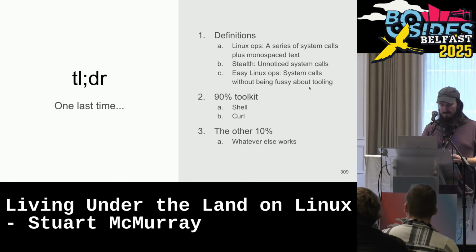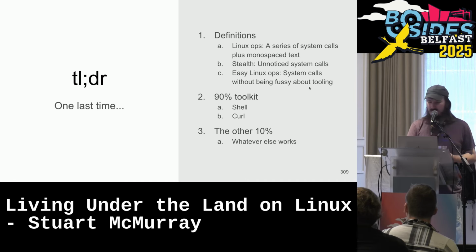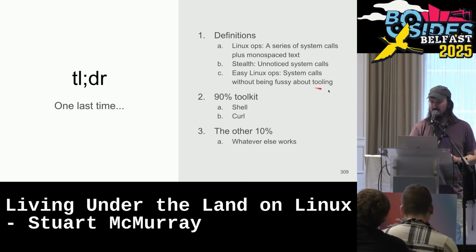The minimum of fuss. Anyways, TLDR, if we take a look at Linux ops, they are really just a series of system calls plus shell output. And then if we look at what's stealth or noisiness, well, that's really just the wrong system calls or the system calls that are unnoticed, depending on your look at it. And so if we want things to be easy, just don't be fussy about the tooling. 90% of the toolkit I use for most of this is just curl and bash, or whatever shell is on target. And the other 10% is whatever's there.